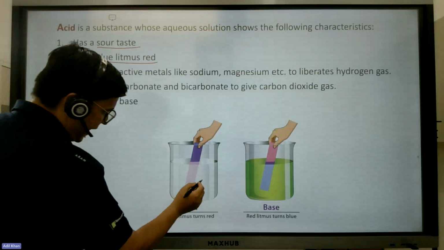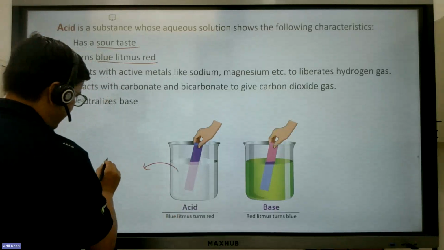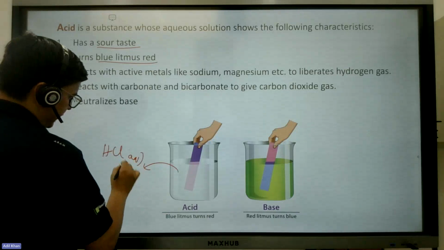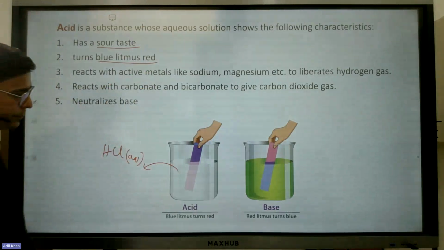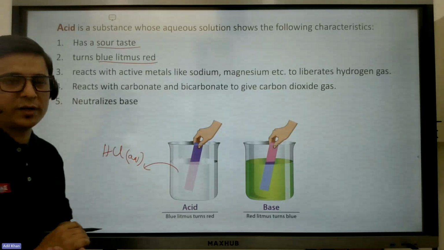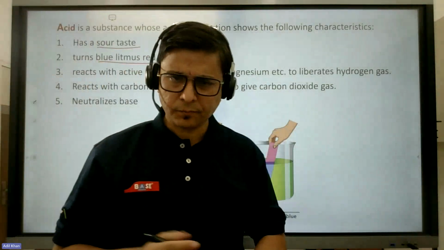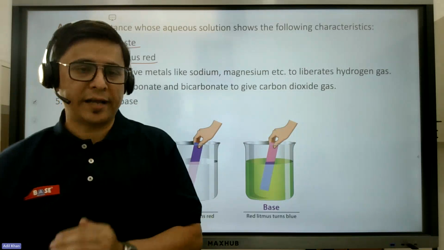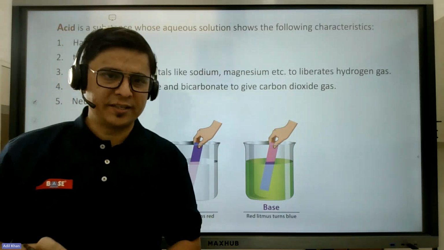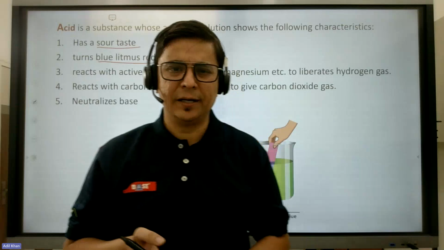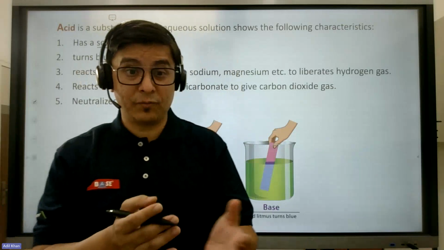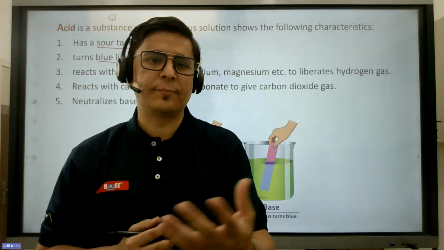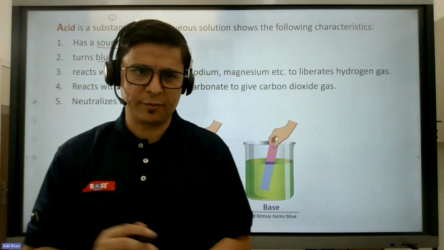Next is they turn blue litmus red. So when you see here, this is an acid solution. Suppose I take it as HCl in water, which I call aqueous HCl, and I dip litmus paper. Litmus is what? It is a type of indicator. Indicators are those substances which change color when they come in contact with acids and bases. Litmus is produced from fungi and algae from lichens. It comes out in the form of a dye that we dissolve in a proper amount to make litmus.